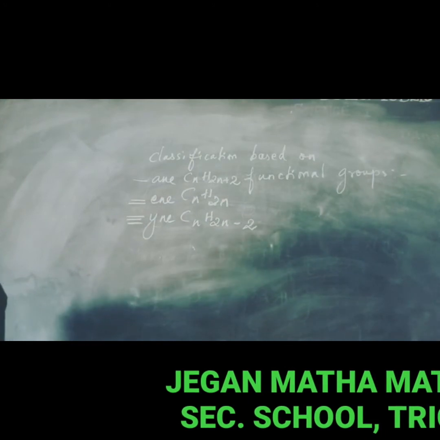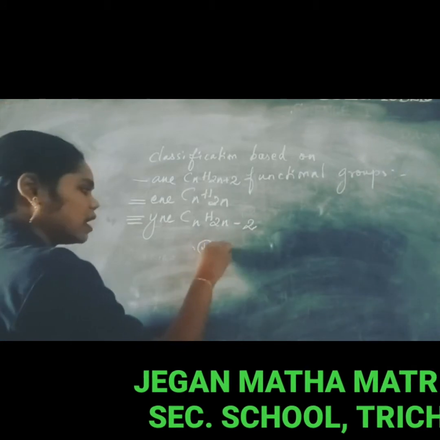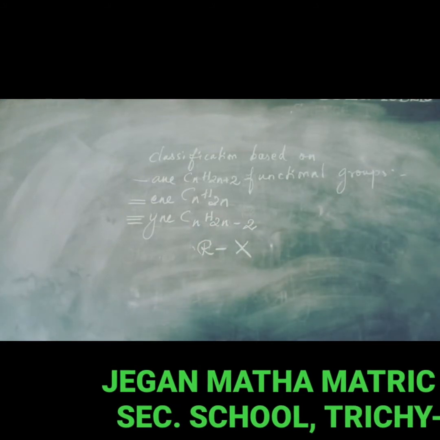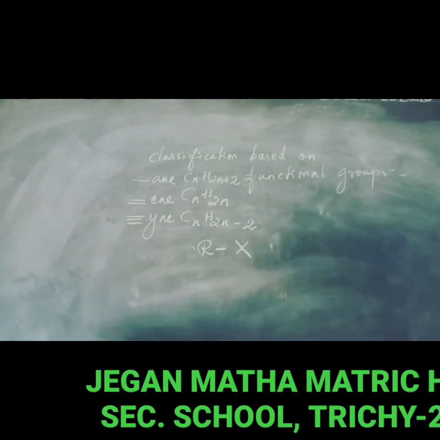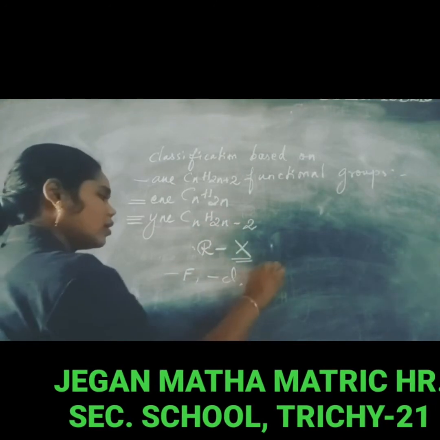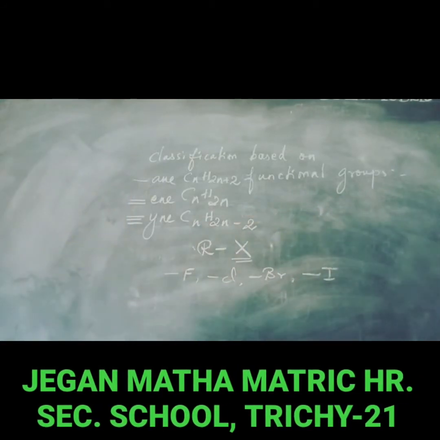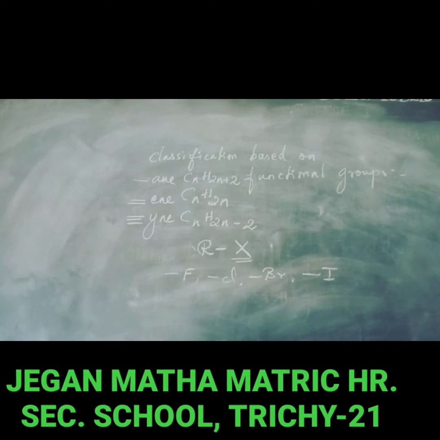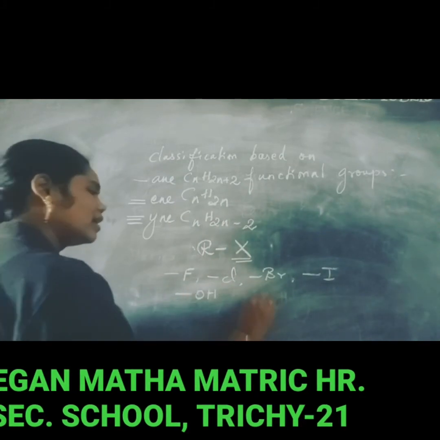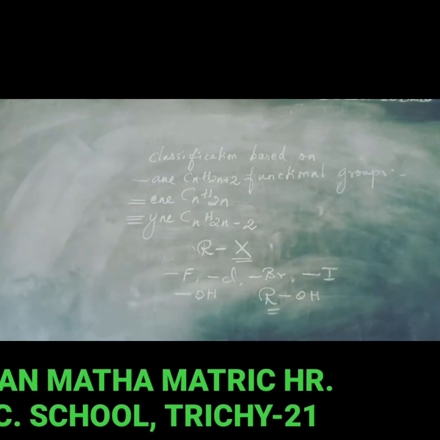And next one, alkyl halide. Alkyl represents R, halide represents X. So RX is the general formula. What is present here? X means fluorine, chlorine, bromine, iodine. So these are X, that is the functional group. And next one, alcohol. The alcohol functional group is OH. The formula for alcohol is ROH, where R represents alkyl groups.